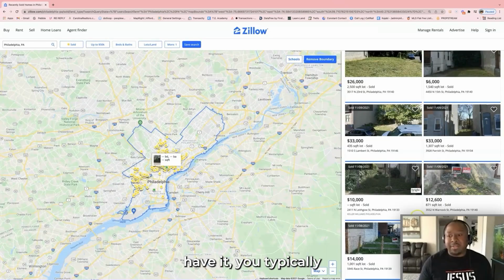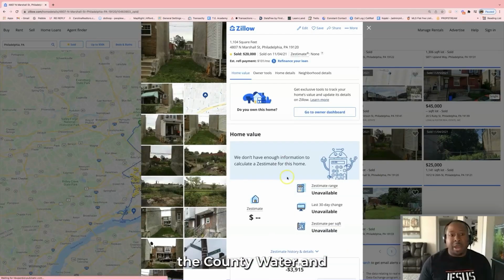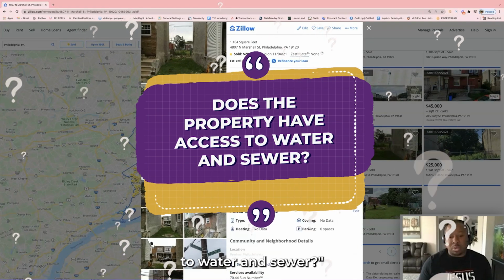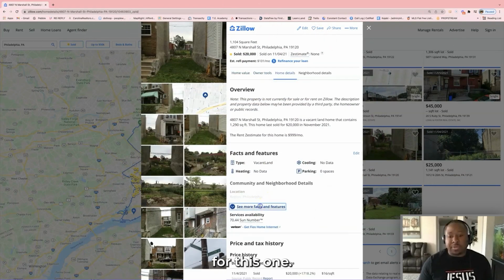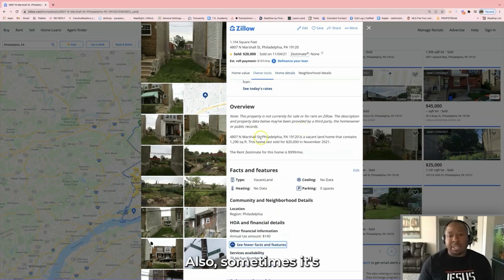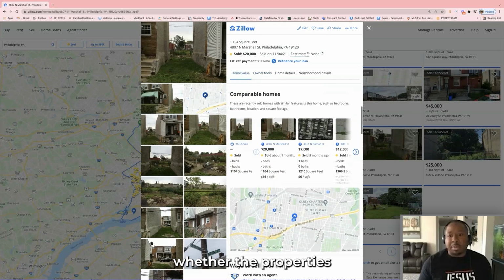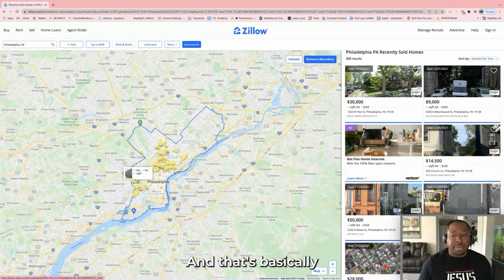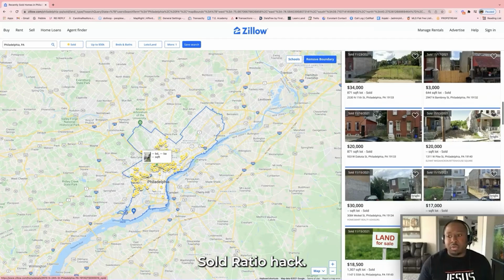If it does not have it, you typically will have to call the county water and sewer department and ask them, does the property have access to water and sewer? But I don't think that's necessary for this one. I think you just need to click on a ton of properties. Also, sometimes it's in the description whether the properties have water and sewer. Very, very important. And that's basically the active to sold ratio hack.